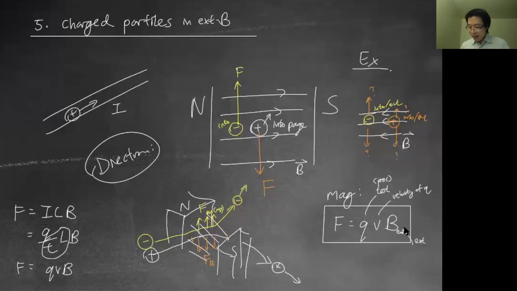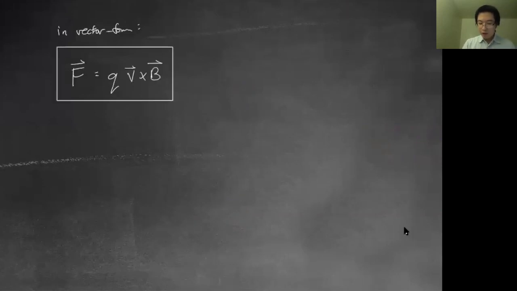Okay, and I'll give you the vector version as well, which is actually you just put vector signs everywhere. And so in vector form, you have Q, V cross B. It comes directly from the ILB version as well. So this is the test particle, this is the external field.